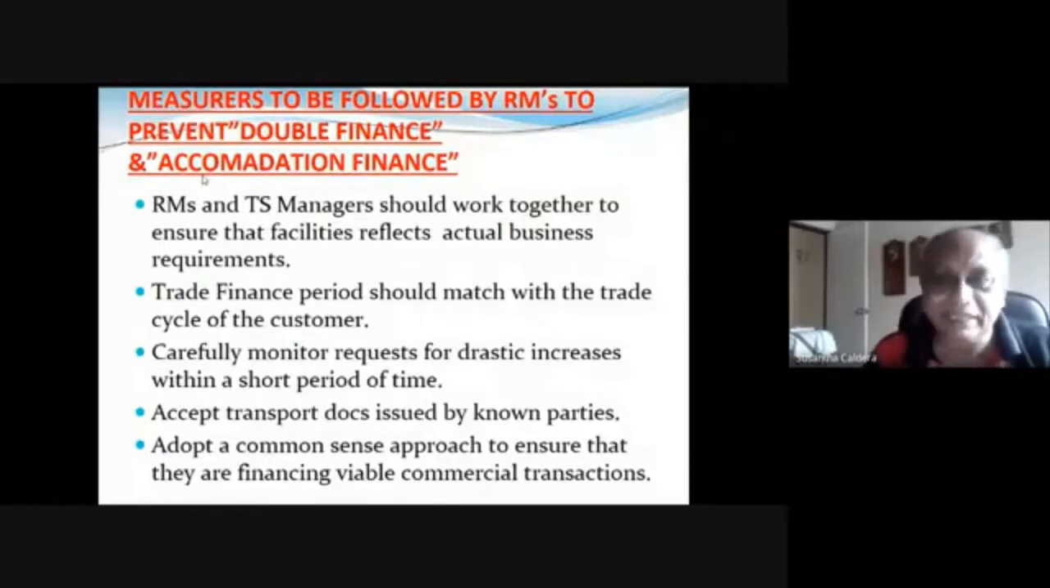That is the trade cycle, but he says I need facilities to settle the import loan in 1 year.